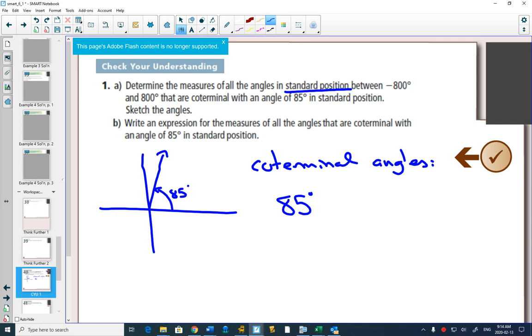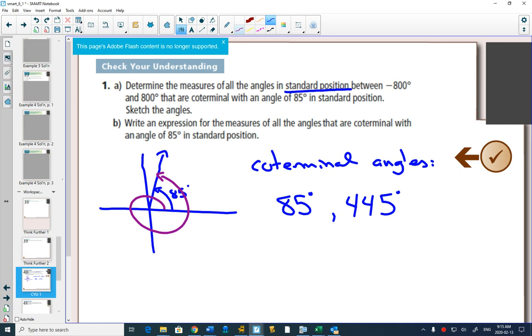Now, this second one that I'm going to draw here, again, it starts on the positive x-axis because it's in standard position. How would we find that one? Well, we're going all the way around, which is 360 plus another 85. So if I do 360 plus 85, I get 445 degrees.